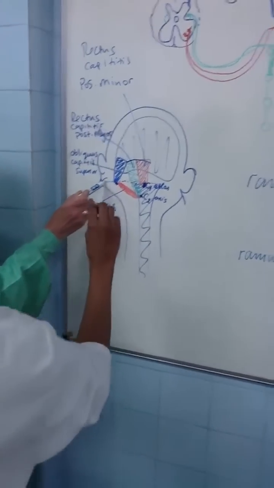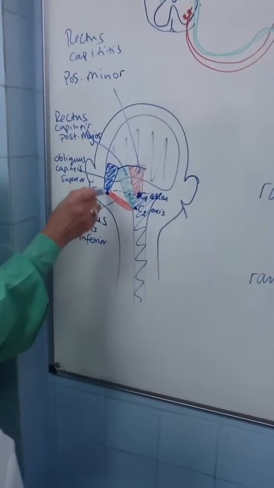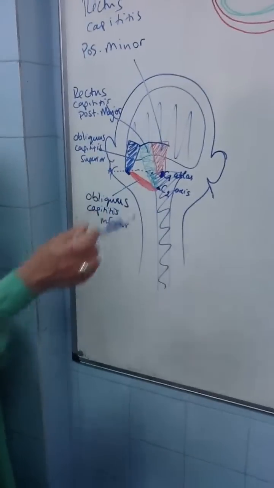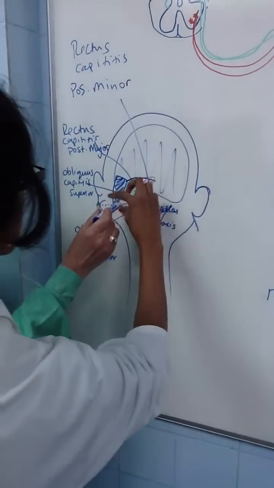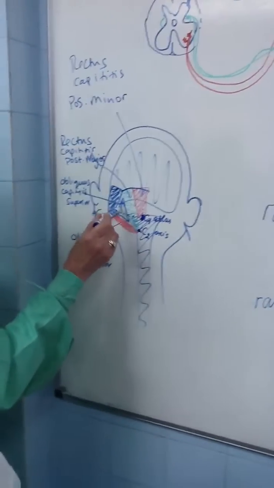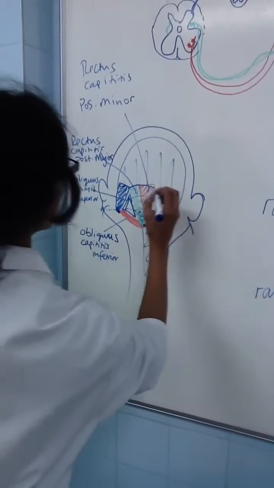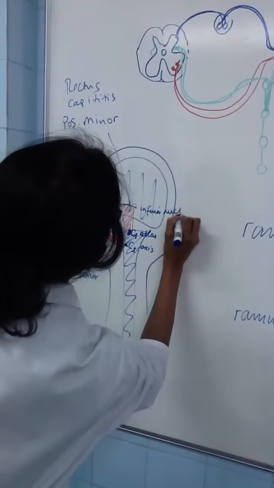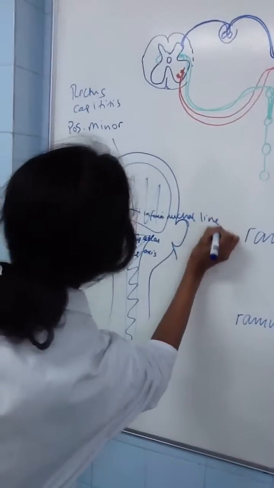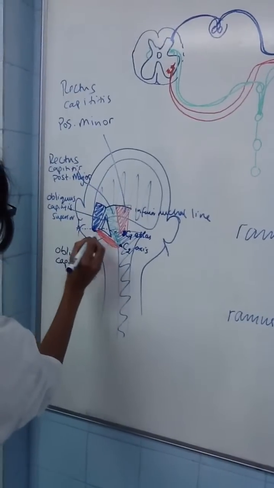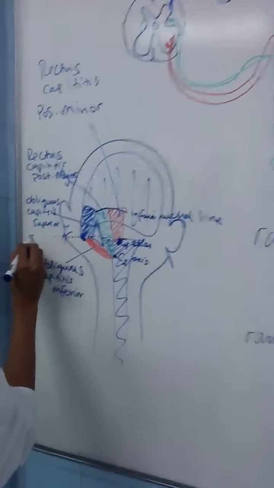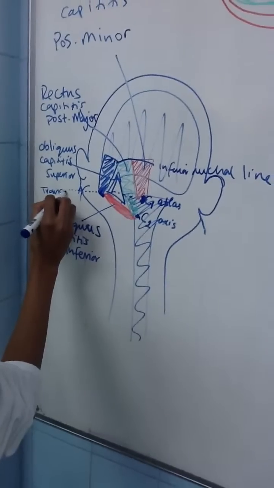This is the level of the atlas. And superior oblique from transverse process to the inferior nuchal line. This triangle is called the suboccipital triangle. So this is the inferior nuchal line, and this superior nuchal line is a place of attachment of trapezius.